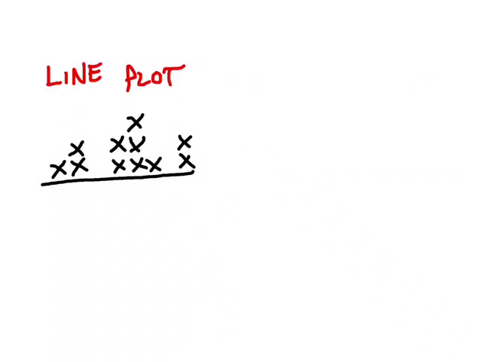Way back in the unit, we started off talking about line plots. And if you remember, a line plot is a graph that we make where we put little X's above the line to represent people who've answered a particular way to a question or who fit a particular data type.